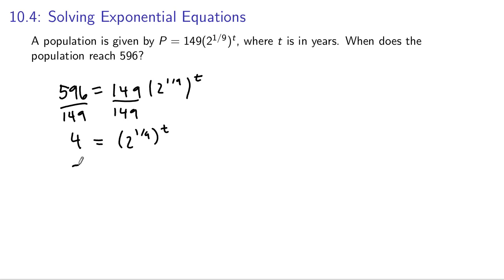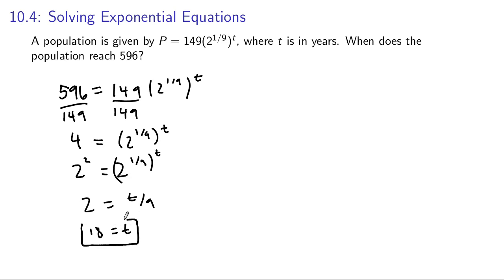4 we can write as 2 squared. So we have 2 to the 1/9 t is 2 squared. Now we have the bases the same, so for this equation to be true, the exponents need to be equal. So 2 needs to equal t over 9, which means that t has to be 18. So that's the answer. In 18 years, the population will be 596.